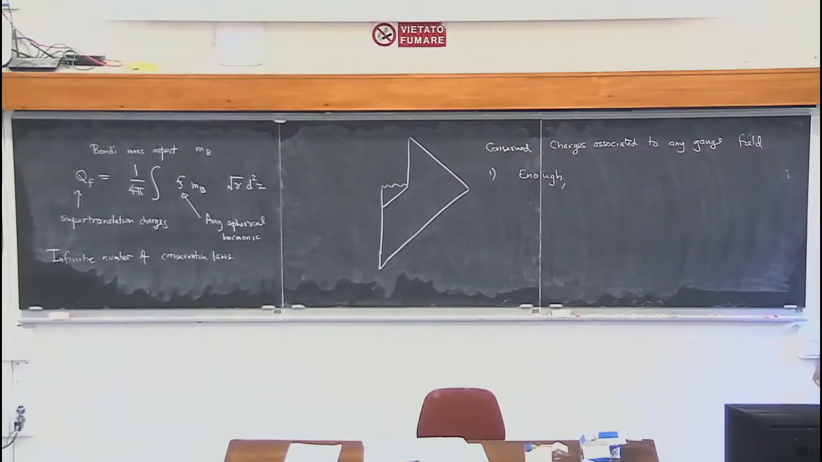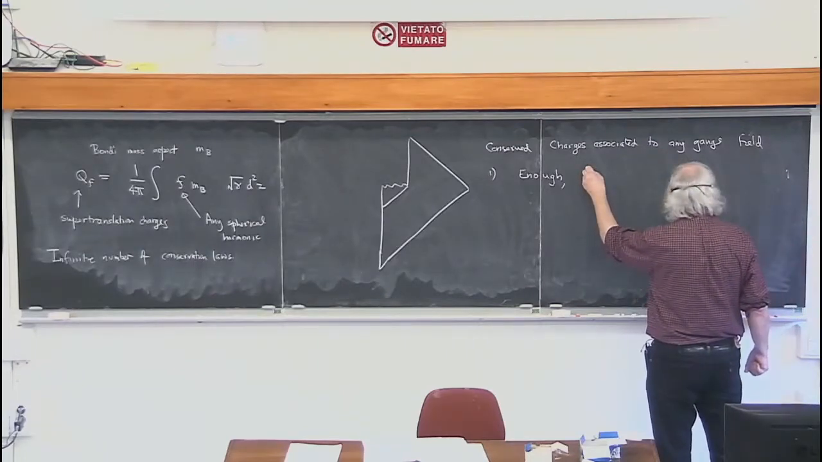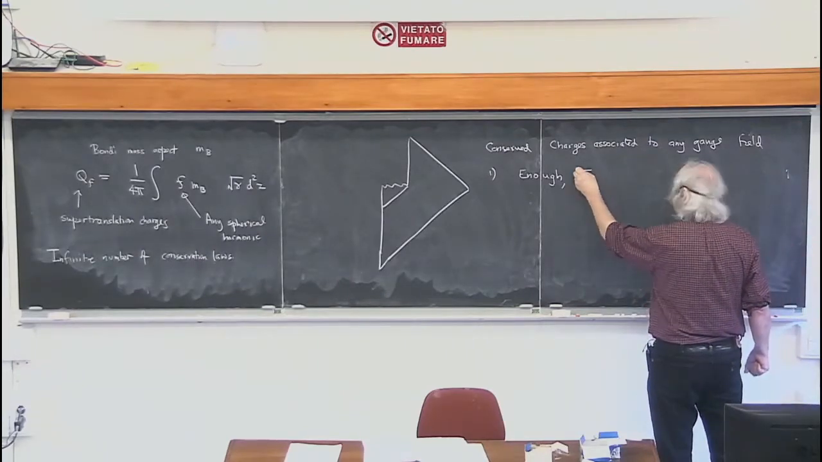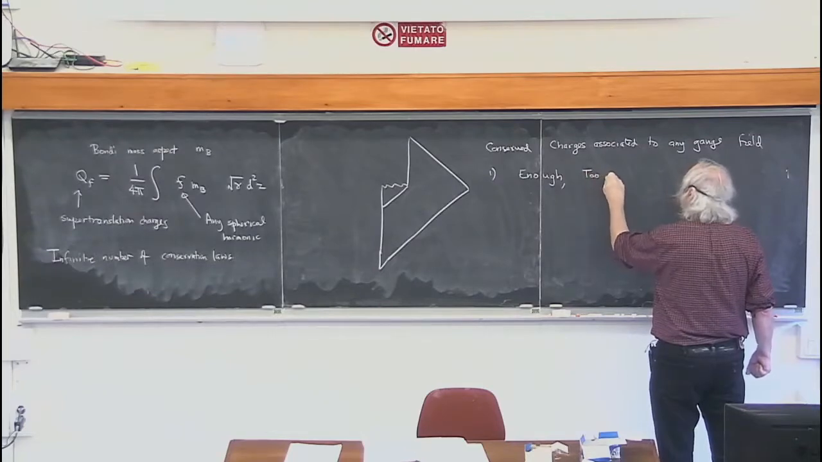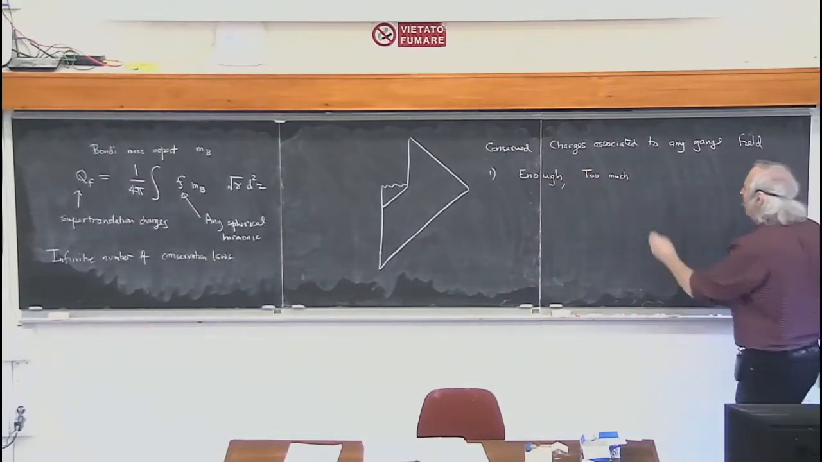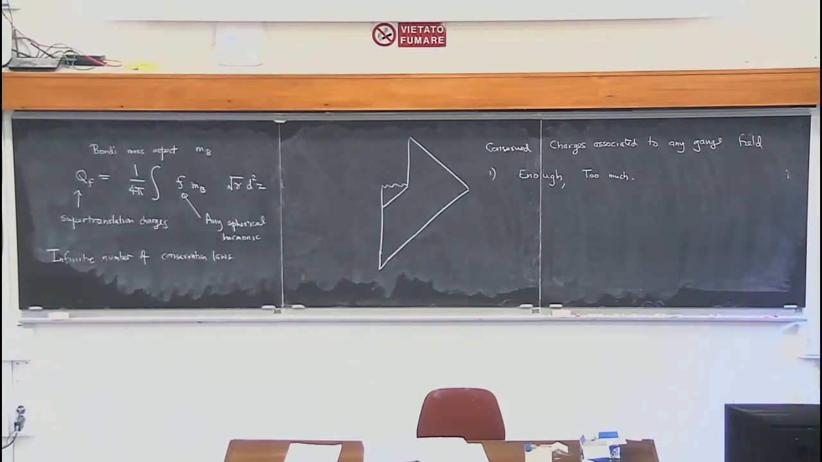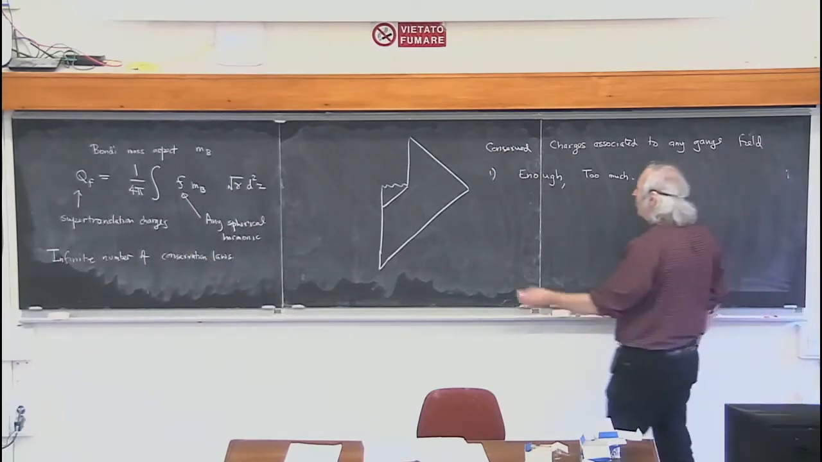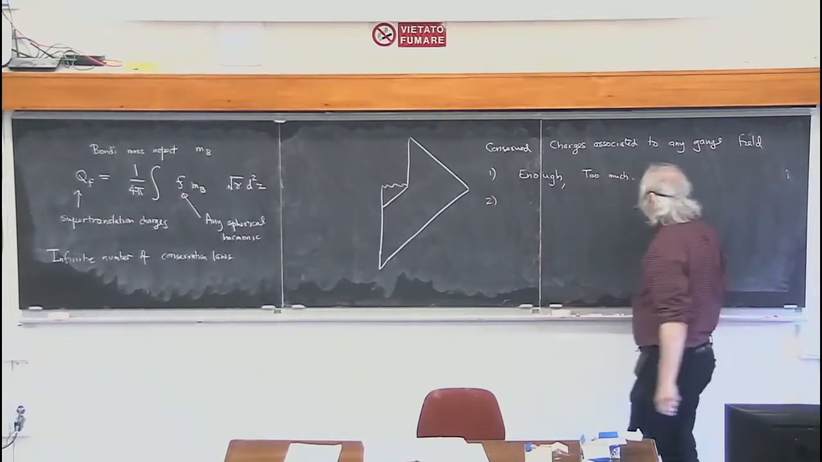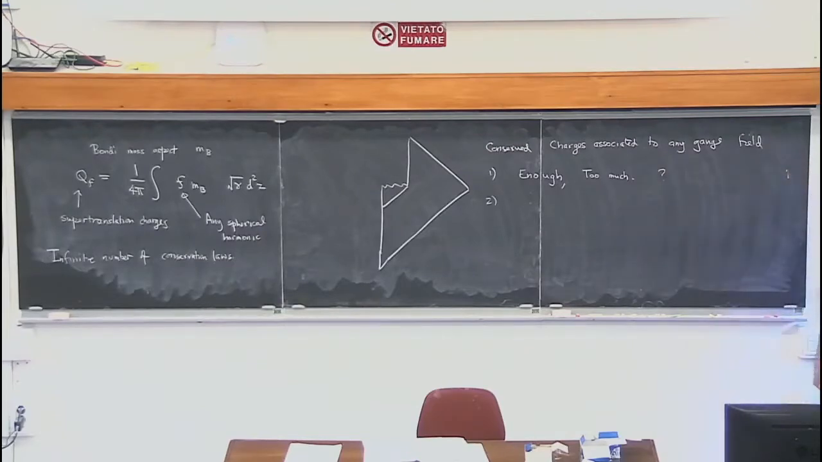It looks like there's an infinite number of them, but you could argue about that. Since the entropy is finite, an infinite number of charges looks like it's too much. So there's a question mark there. We don't know the answer. Point 2.